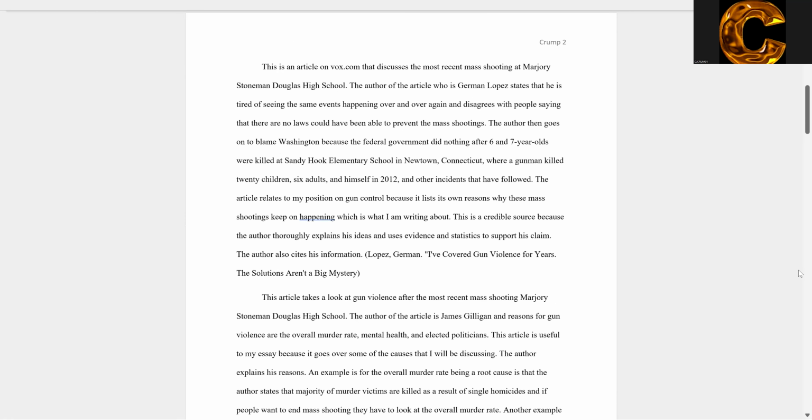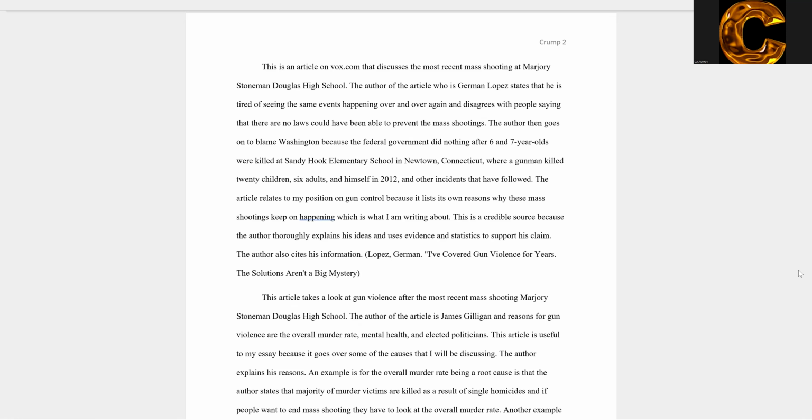This article on Vox.com discusses the most recent mass shooting at Marjory Stoneman Douglas High School. The author of the article, German Lopez, states that he is tired of seeing the same events happening over and over again, and disagrees with people saying that there are no laws that could have prevented the mass shootings. The author then goes on to blame Washington because the federal government did nothing for the 6 and 7-year-olds killed at Sandy Hook Elementary School in Newtown, Connecticut, where a gunman killed 26 children and adults, and himself, in 2012.